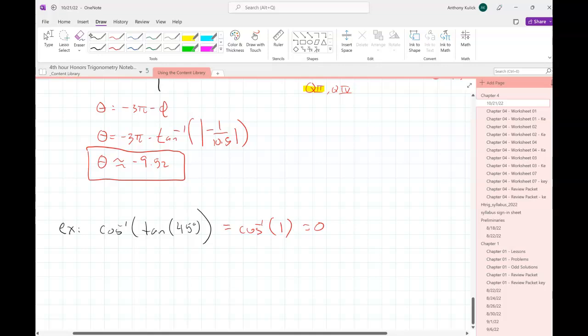So after you got the 1, what did you do? I went to the unit circle. Well, cosine is x. So I looked for the places where the x-coordinate was equal to 1, and then found the answer that lay in the range of cosine inverse, which was 0 to pi. And that was 0, the value.